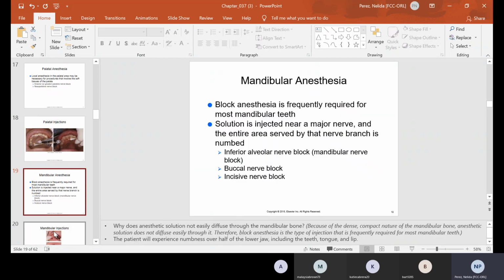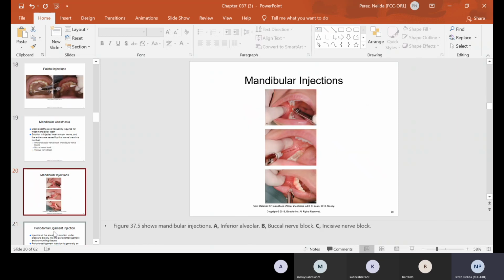And then you have mandibular anesthesia. On the mandibular, he gives what's called a block, which is frequently required for most mandibular teeth. The solution is injected near a major nerve, and the entire area served by that nerve branch is numb. You have the inferior alveolar nerve block, which is the mandibular nerve block, the buccal nerve block, and the incisive nerve block. And it looks like this. The top one is inferior, so that looks like it's all the way in the back. Actually, they all look pretty close.